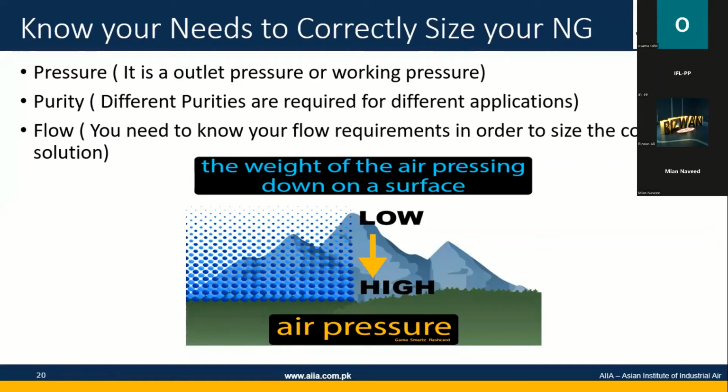Different applications, as I have already told you, have different purity levels. So according to your need, you can select the nitrogen generator. You must know your requirement of purity. Then the flow is basically the free nitrogen delivery in meter cubes per hour or meter cubes per minute or in any unit, right? But you need to know how much flow you will be requiring to size the correct solution. So these are the three basic requirements which you need to know.